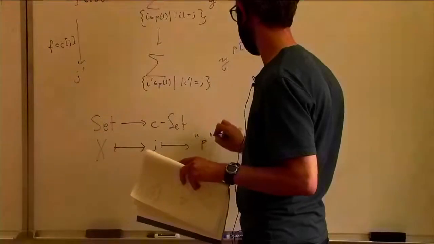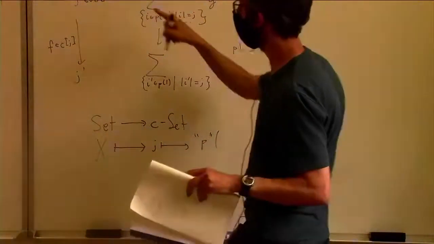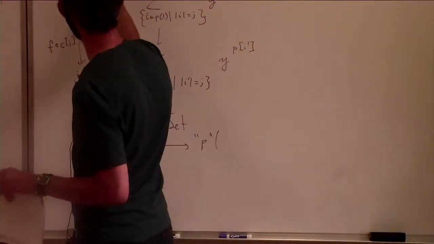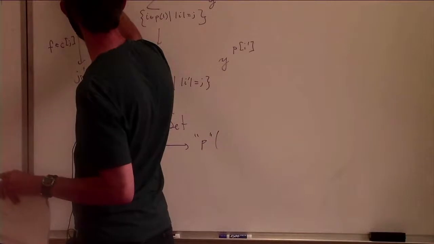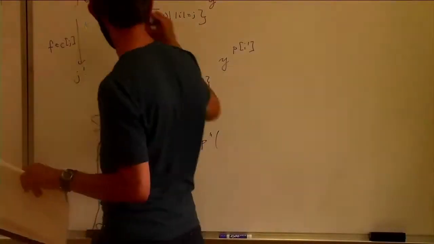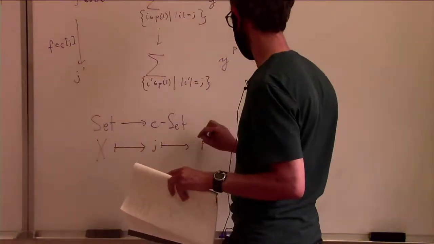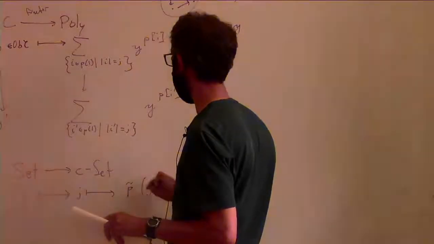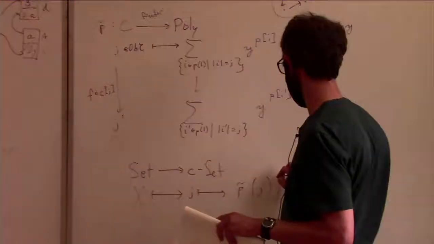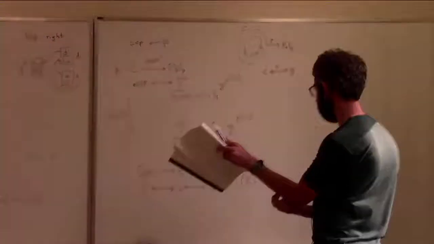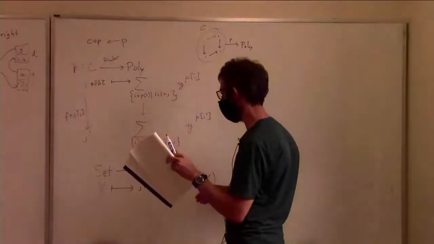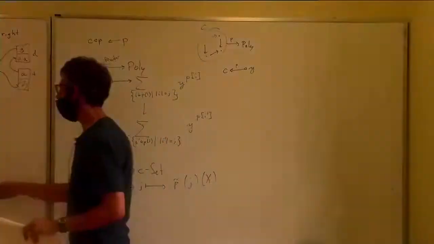P, is that terrible notation? I don't know. P squiggle, P squiggle of J, that's a polynomial applied to X. And when you apply a polynomial to X, that preserves connected limits. Polynomials preserve connected limits, and so somehow you can rearrange things and see how you get this part of the thing.